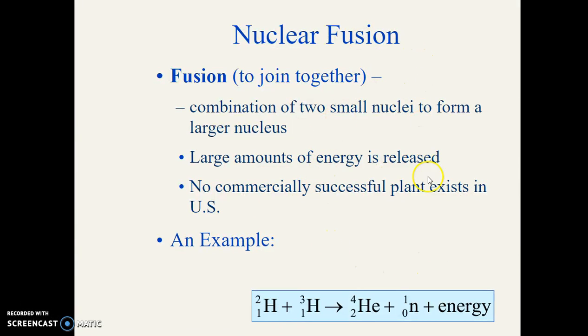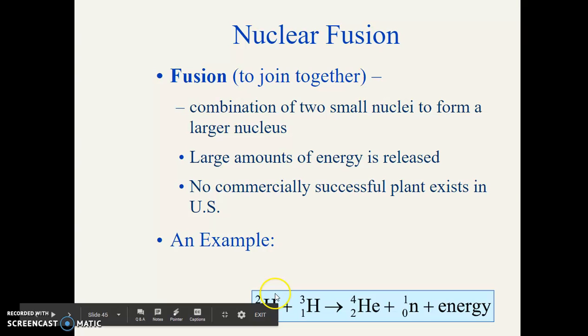Nuclear fusion, on the other hand, is putting things together. You're combining 2 small nuclei to form a larger nucleus. Even larger amounts of energy are released in this process, so you get more bang for your buck with fusion than you do with fission. But there's no commercially successful plant that exists in the U.S. today. Here's an example: these 2 isotopes of hydrogen fusing together to form helium and giving off energy in the process. Nuclear fusion is how most of the elements are made in stars.